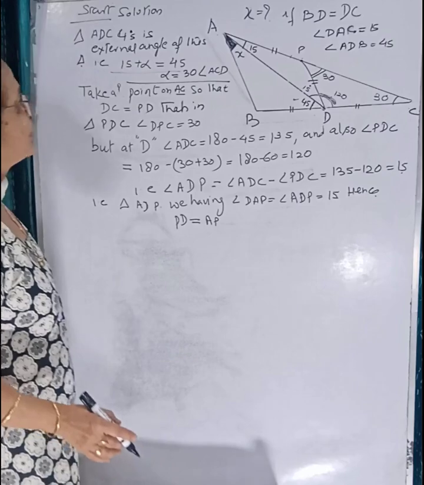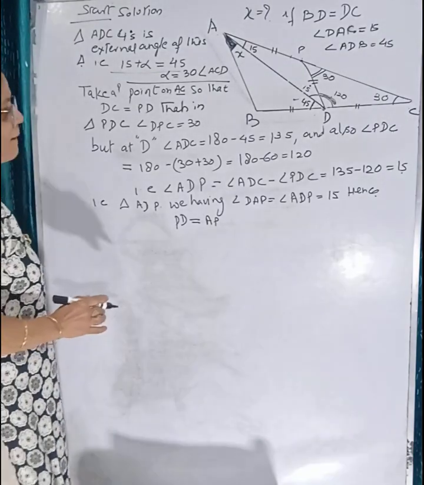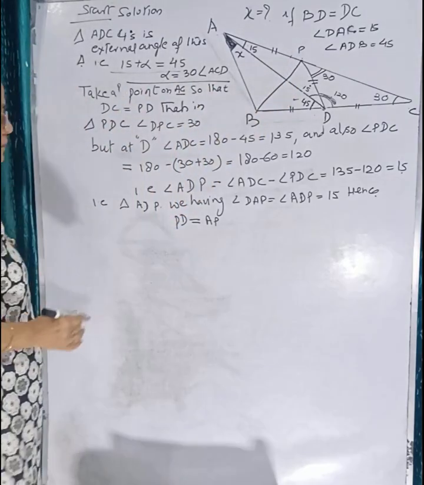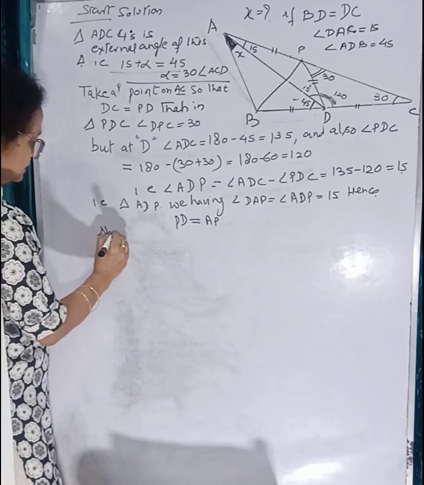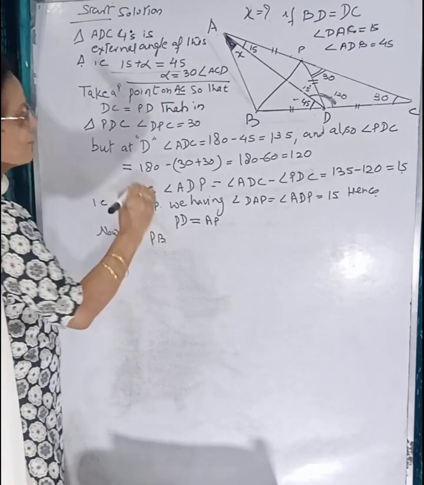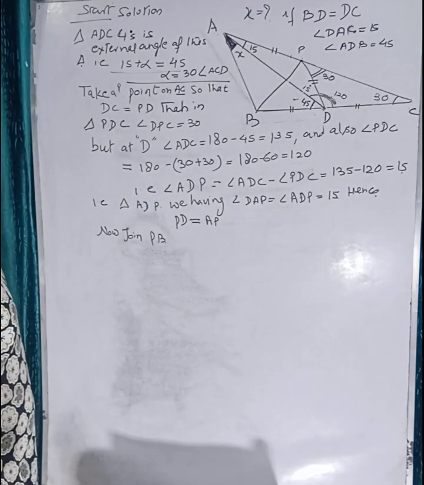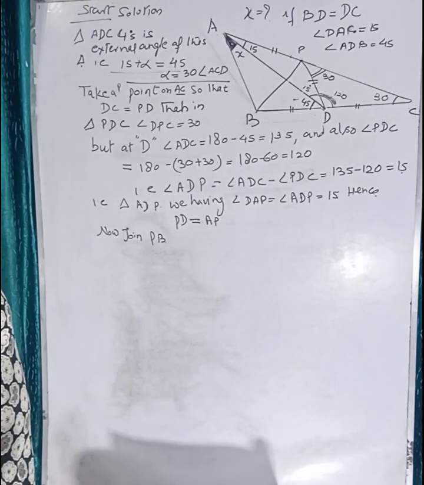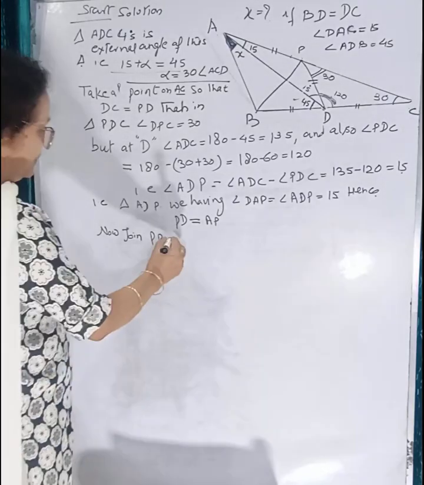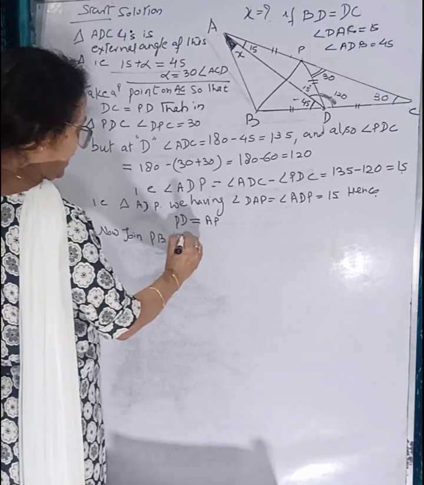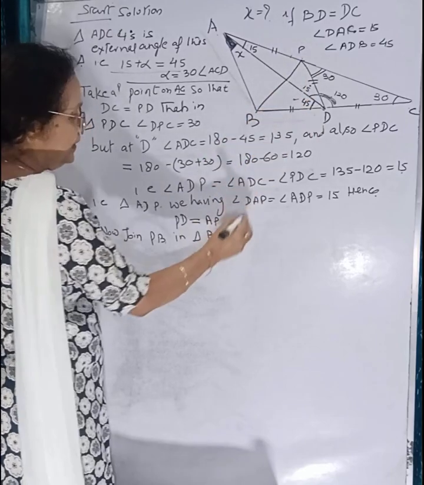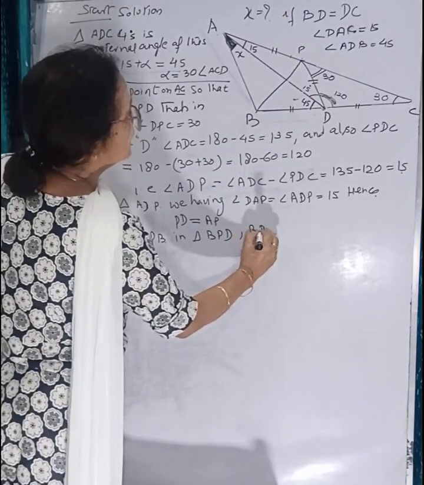Now what we have to do? यहाँ तक आ रहे हैं. Join this. Now join PB. In PB, what we are observing? That BD is equal to PD. In triangle BPD, BD is equal to PD.